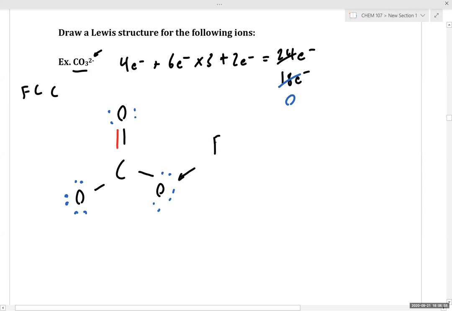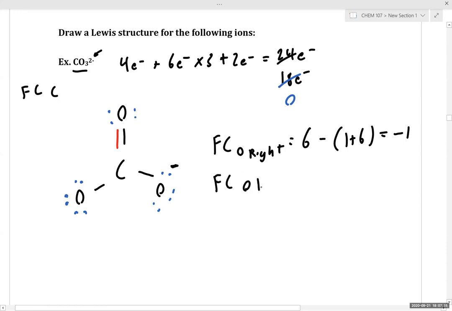So let's calculate the formal charge of the oxygen on the right to start us off. We have a group number of 6. We have 1 bond and 6 lone pair electrons. That gives us a formal charge of -1. Looking at the formal charge of the oxygen on the left, which would be this one right here, we see the same story. Group number of 6, 1 bond and 6 lone pair electrons, formal charge of -1.